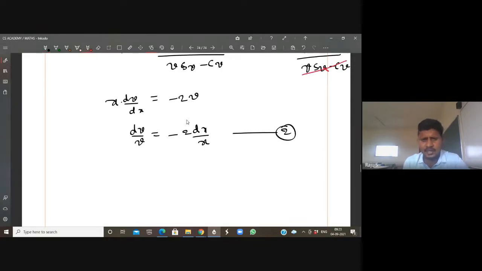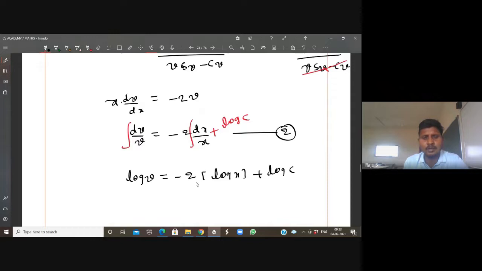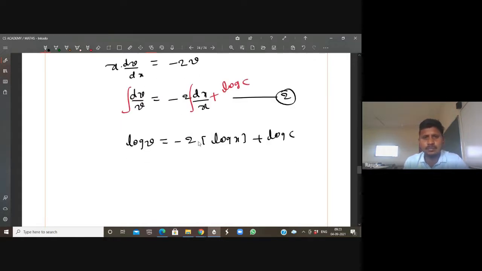Now, x terms one side, v terms other side. Clearly variables are separable. By adding constant, integrating on both sides, log v is equal to minus 2 times of log x plus log c. Okay, this 2 log x take to the left side, and otherwise substitute v value. What is v again? y by x is what we are taking as v. Now substitute v value, always y by x. y by x plus 2 log x, I'm taking left side, is equal to log c.